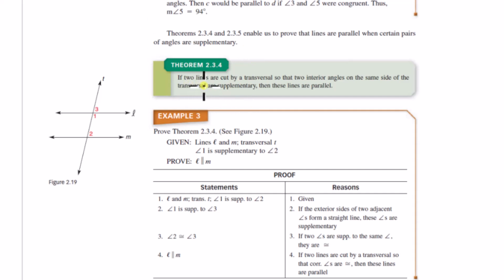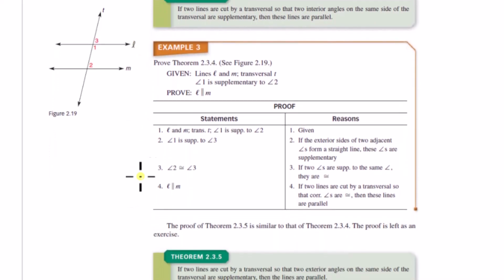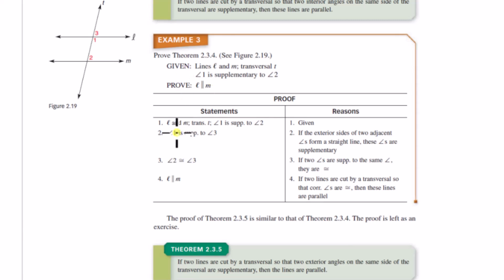So let's see. If two lines are cut by a transversal so that two interior angles on the same side of the transversal are supplementary, then the lines are parallel. And it's going to be a similar type of logic here. Let's see what they do. All right, we're going to do a direct proof. You have lines L and M cut by the transversal, but we don't know if they're parallel, but we know that angles 1 and 2 are supplementary. Okay? So, angles 1 and 3 are supplementary for sure because of the straight line here.